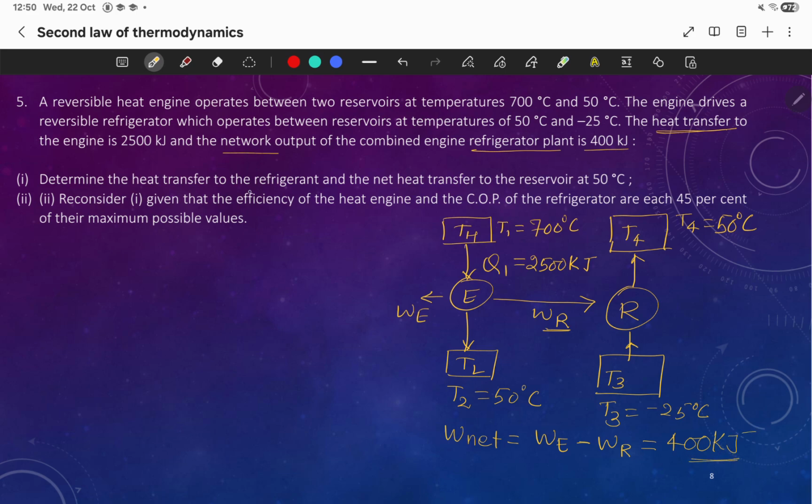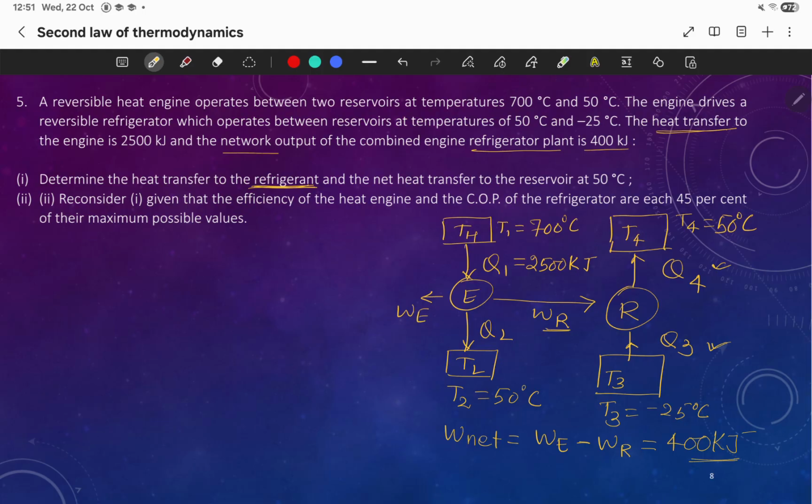Now determine the heat transfer to the refrigerant and the net heat transfer to the reservoir at 50 degrees Celsius. So this is Q1, this is Q2, this is Q3, this is Q4. It is asking for the heat transfer to the refrigerator, which is the Q3 value, and the heat transfer to the reservoir at 50 degrees Celsius. It is asking to calculate Q3 and Q4.